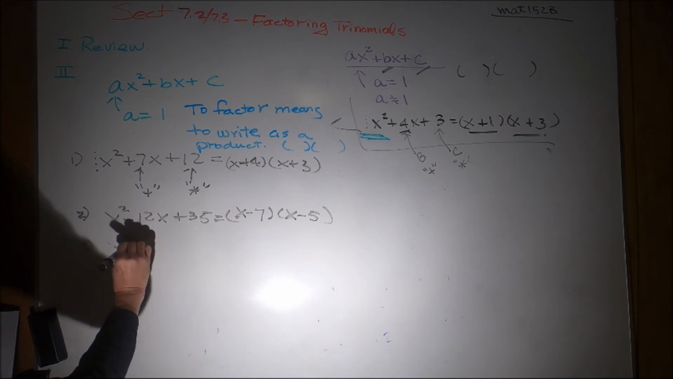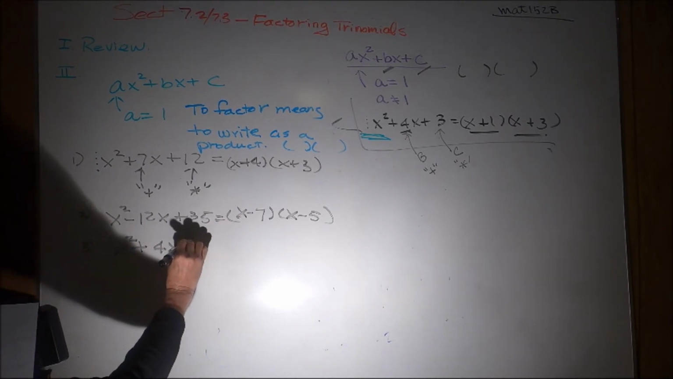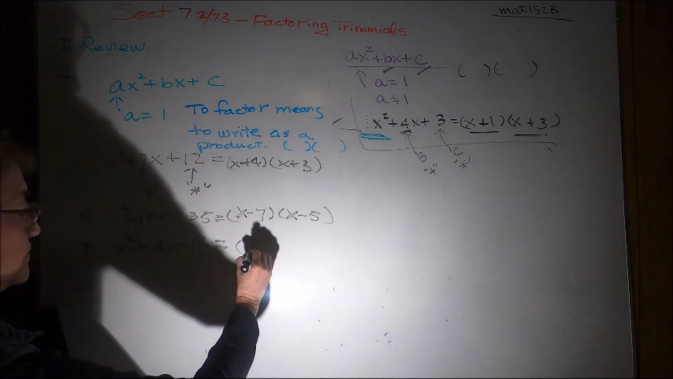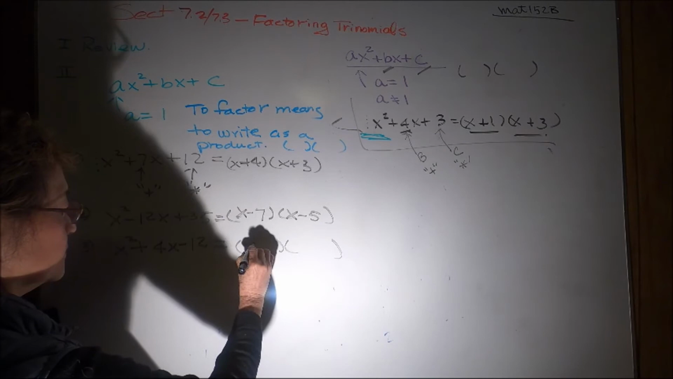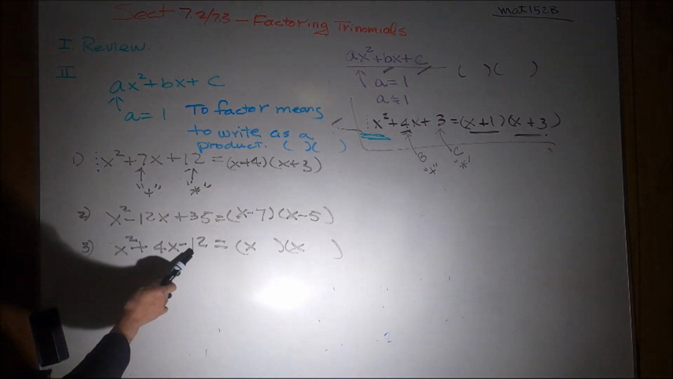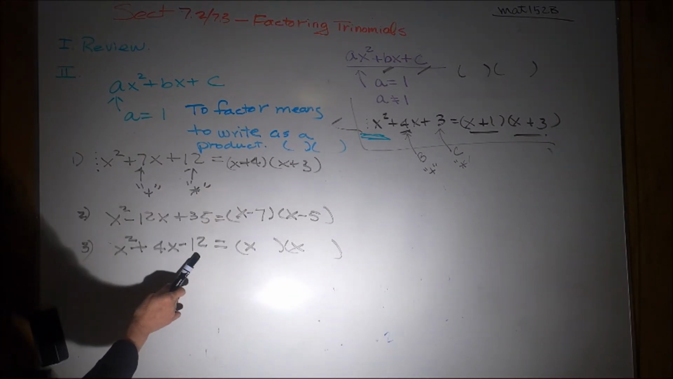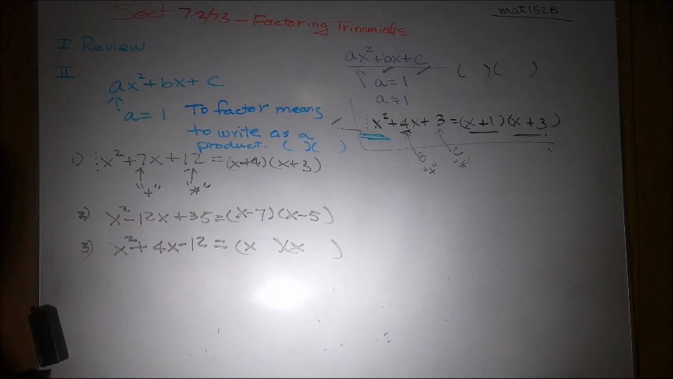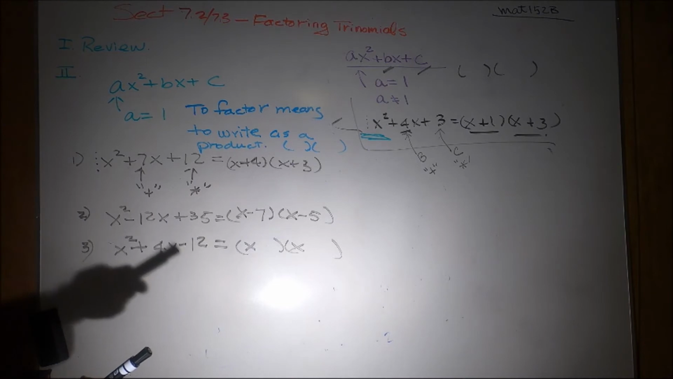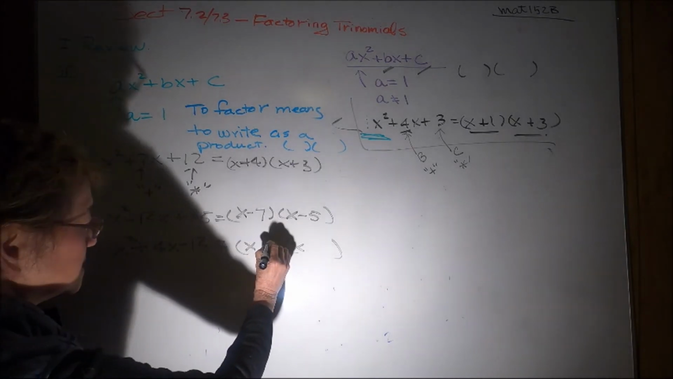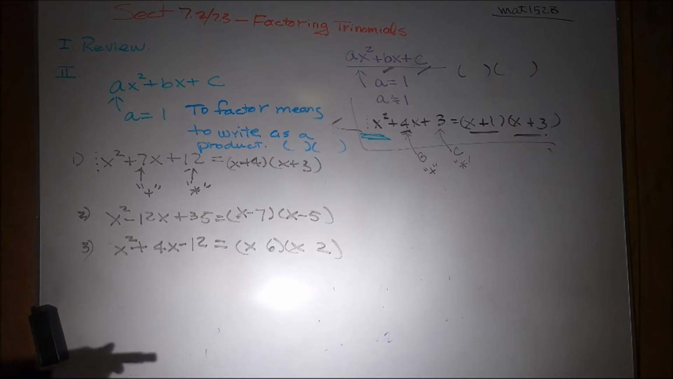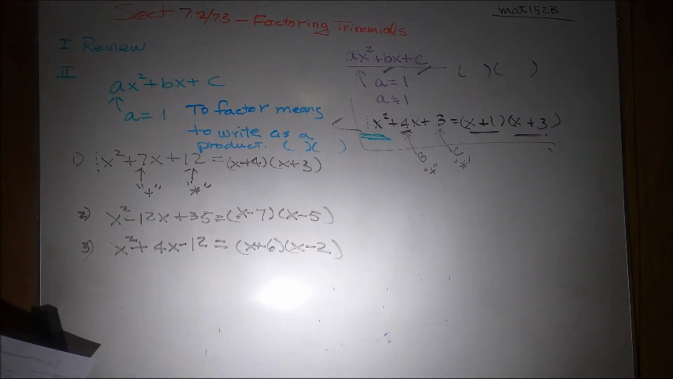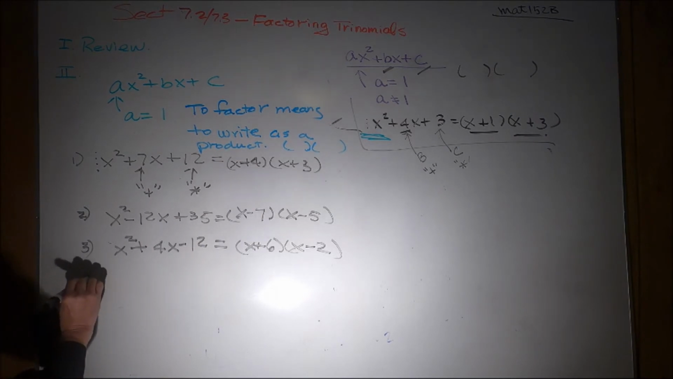If you have this, right? That's your x. Two numbers multiplied together is negative 12, added together is 4. Which one will work? 6 and 2. So 6 and 2. But each one with sign. So you're positive 6 and minus 2. Right?